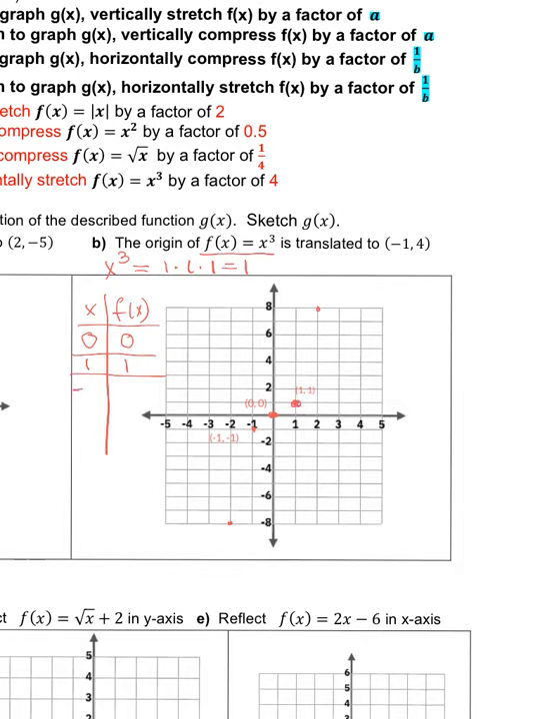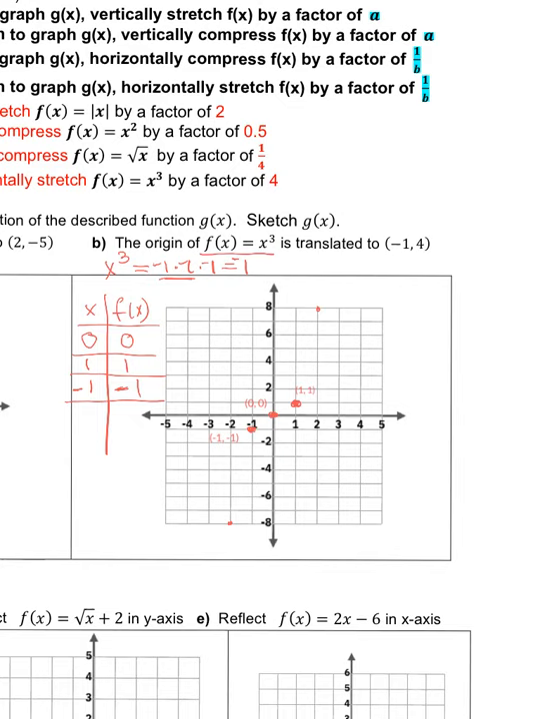If we input a -1 into a cubic function, then these 1s all become negative. So I'll just put a negative in front. And -1 times -1 is a positive 1. And a positive times a negative is always a negative. So the output would be a -1. And you see that point here. So I've already plotted those points.